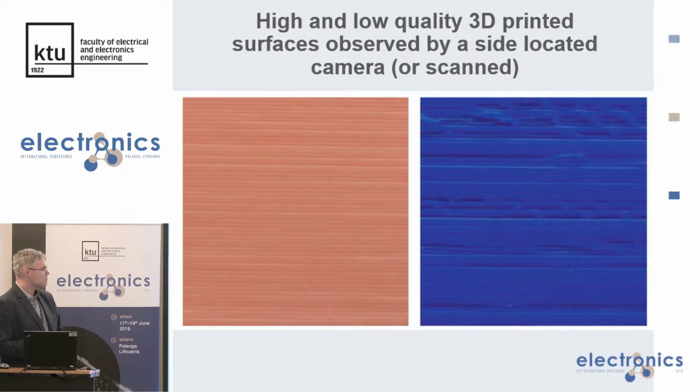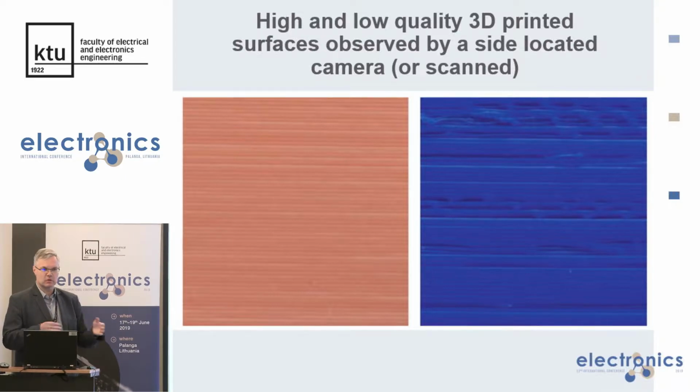images. They were scanned using a flatbed scanner. They have been also photographed by a camera. You can observe each layer of the filament. So our idea is to mount the camera in such a way that it will be the side view location. So we will observe the printed surface from a side, not from the top, because our aim is not to monitor the progress of printing. This is already done. Our aim is to monitor the quality.